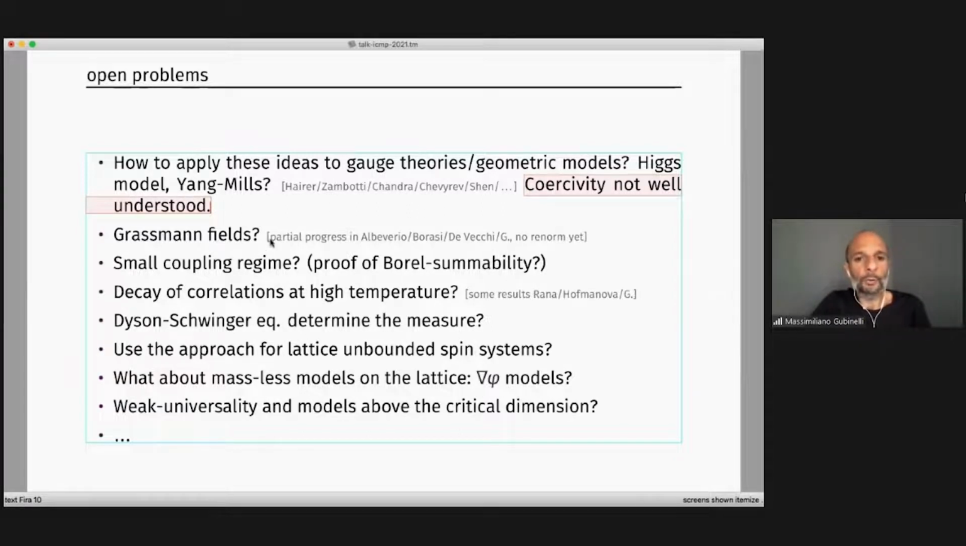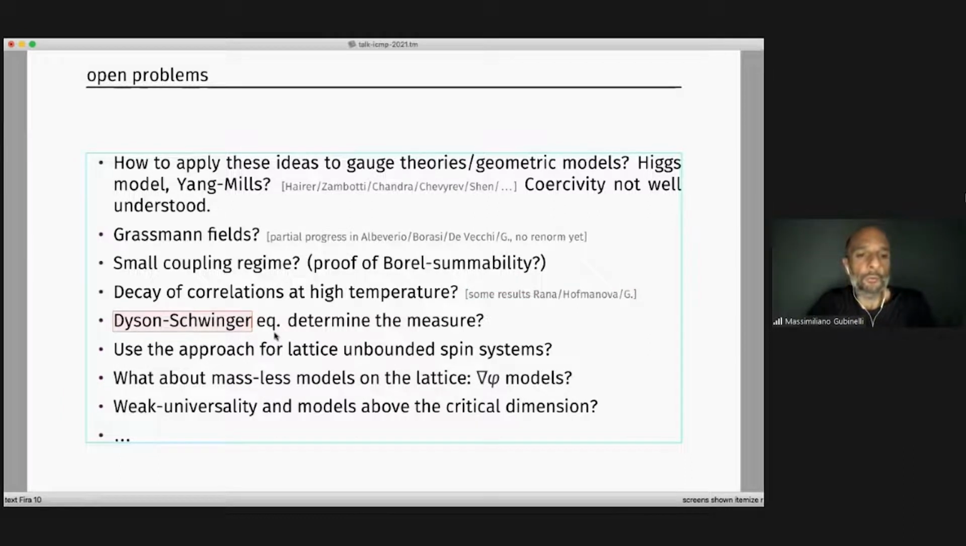There is some recent progress by Barashkov, Gubinelli, De Vecchi, and myself. We introduced a stochastic analysis suitable for fermionic fields. And then there are many problems. For example, how to study decay of correlations in the spirit of stochastic analysis. I think we have some initial results with Hofmanova and Rana, a postdoc in Bielefeld. I have many interesting questions, for example, which I don't know the answer to.